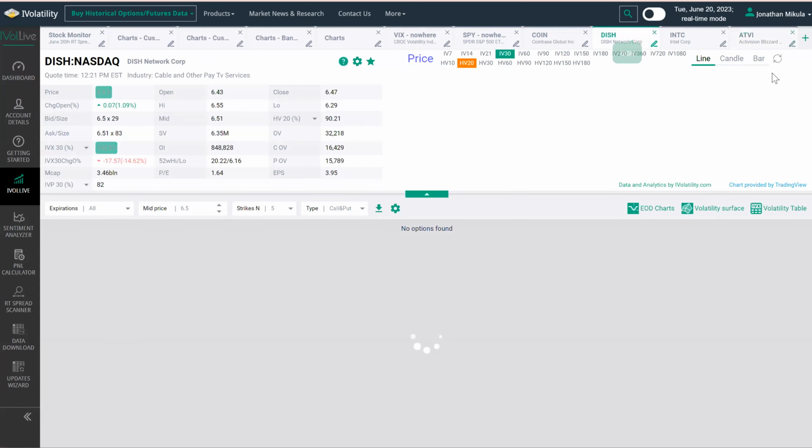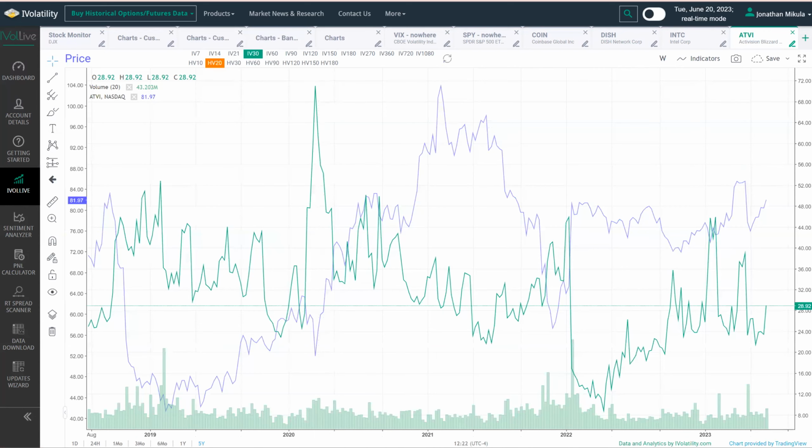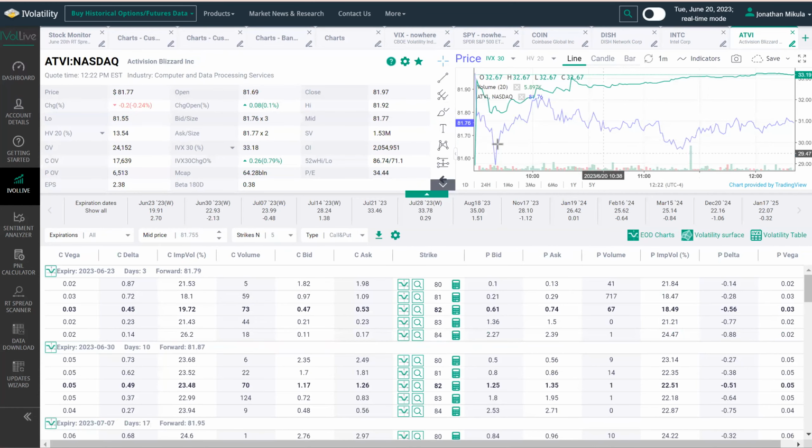But if we stay focused on Activision, which, by the way, is a good teachable moment too. You can have multiple tabs open in your browser of IVolatility. That way I could have kept that chart for Activision pulled up. So you can see I've got multiple charts going. Typically when I'm using the system and I'm trading, I've got 3 or 4 IVolLive charts up on my browser.